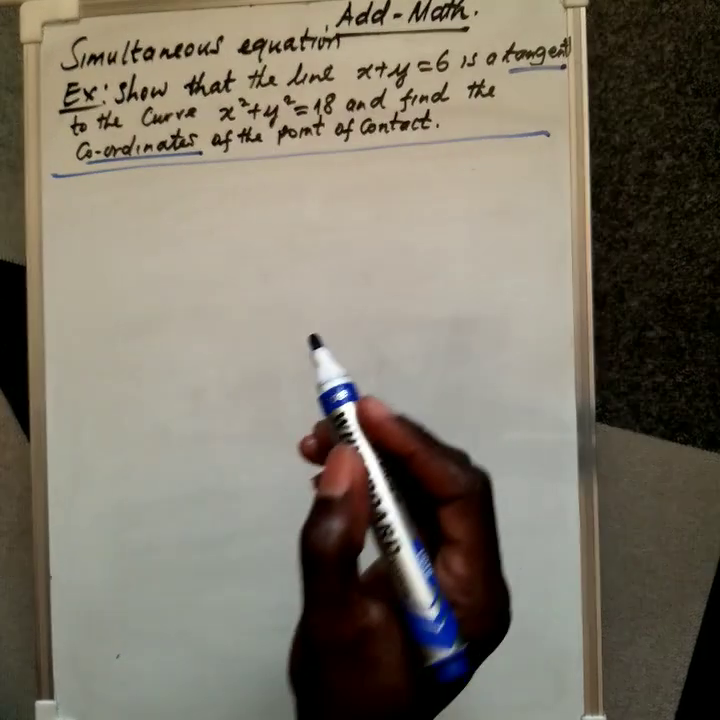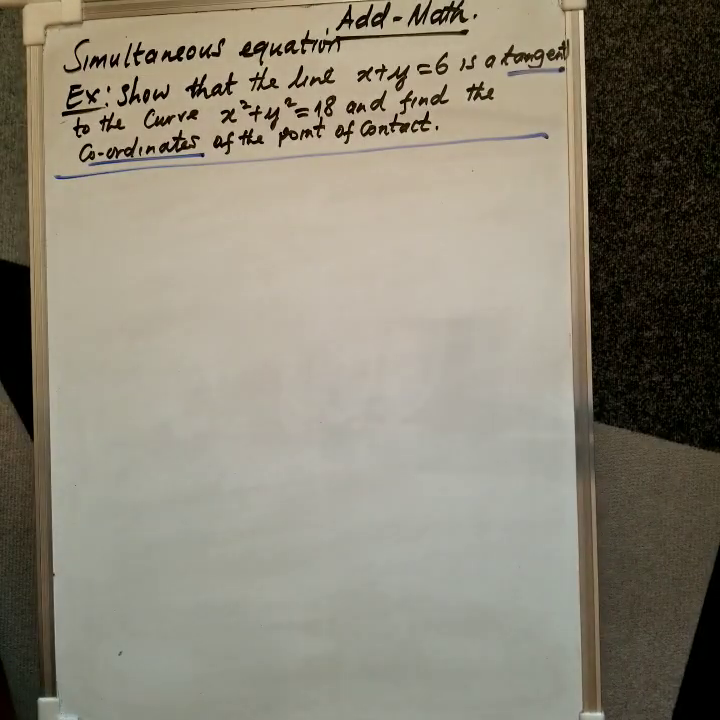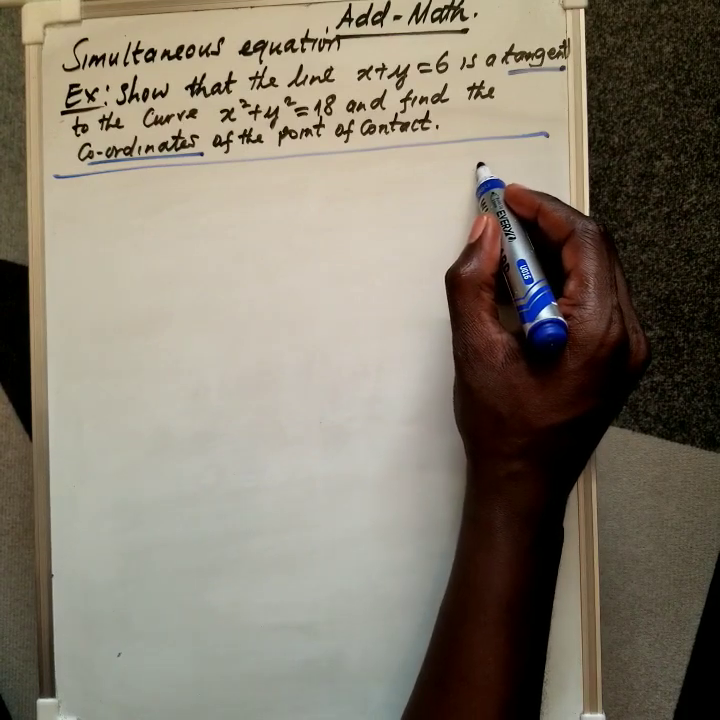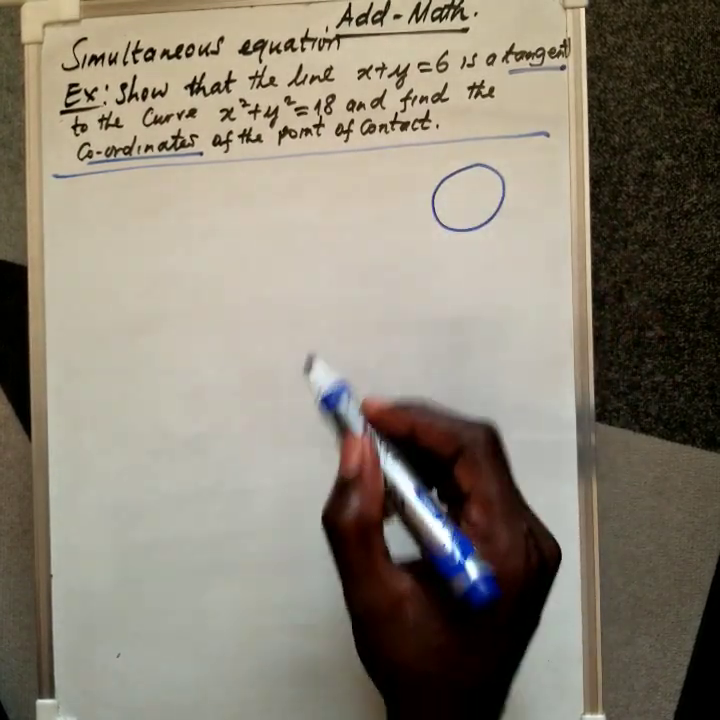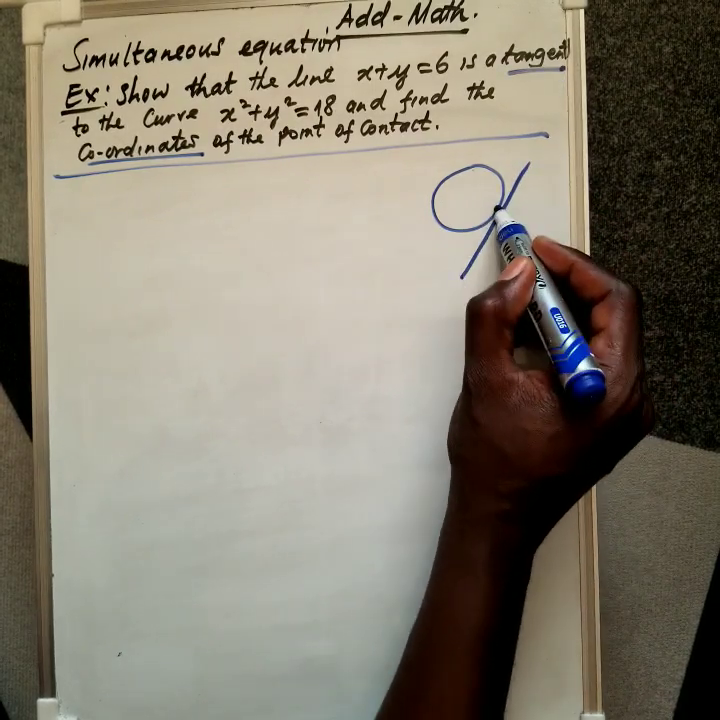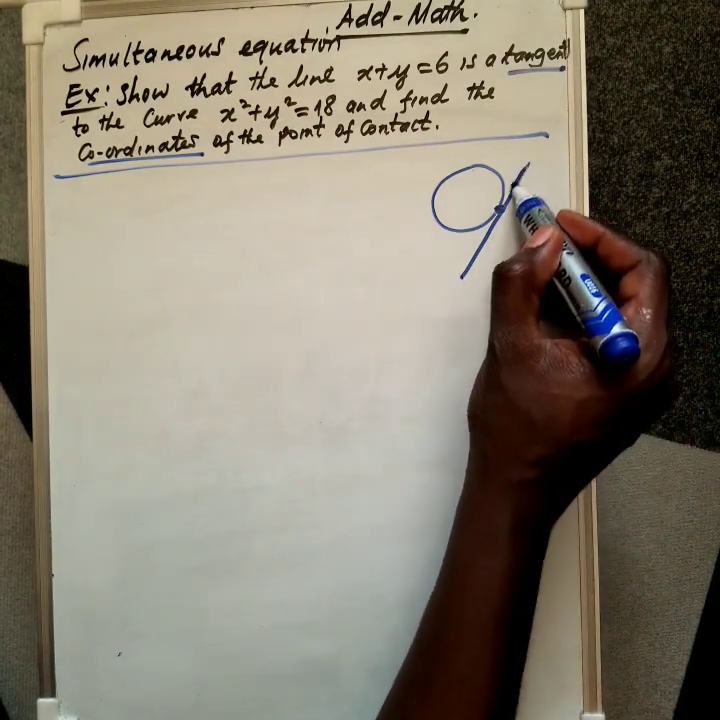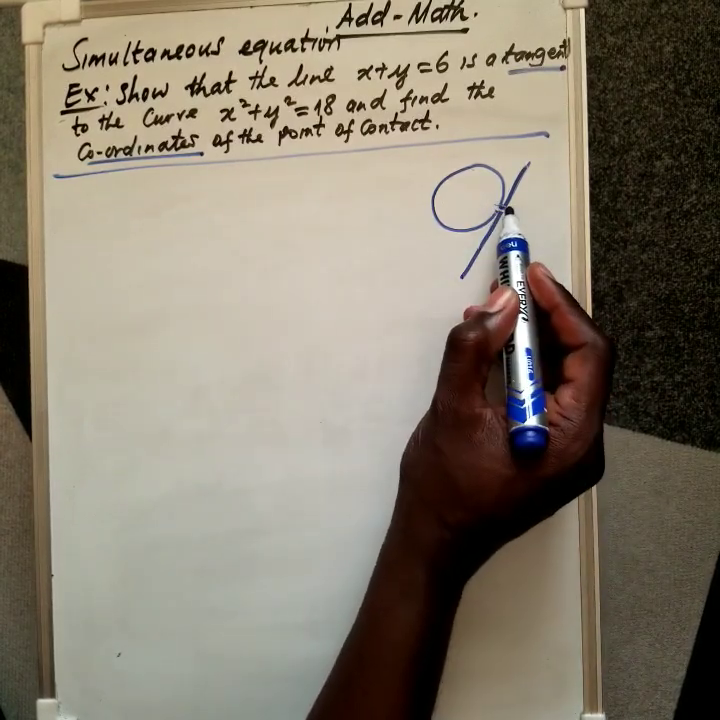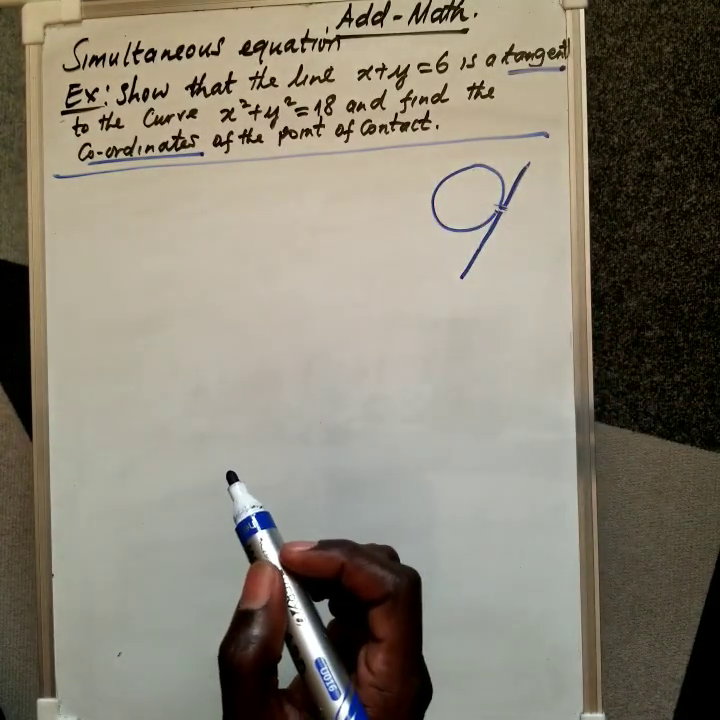Now, when a line is a tangent, remember you could have the equation of a circle, in this case like this one, that's the equation of a circle. When the line is just touching the curve at one point, then we simply say that it is a tangent. So basically that is the idea.